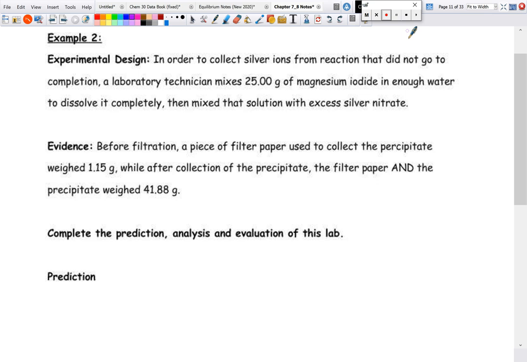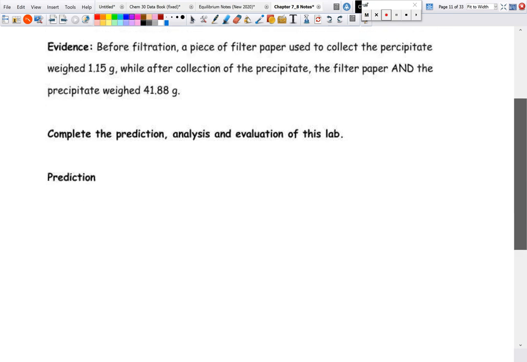All right, so example 2, it says, in order to collect silver ions from a reaction that did not go to completion, a laboratory technician mixes 25.00 grams of magnesium iodide in enough water to dissolve it completely, then mixes that solution with excess silver nitrate. So of course, our experimental design, this is what we use for our prediction. Remember, our evidence, this is what we use for our analysis.